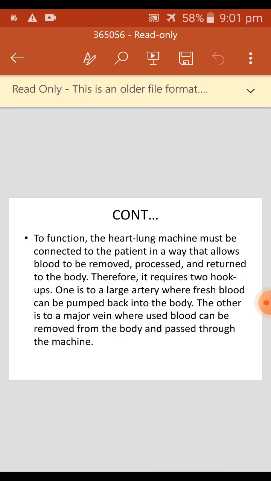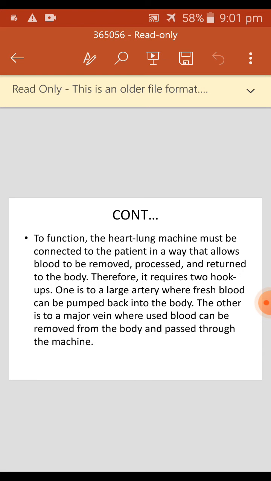To function, the heart-lung machine must be connected to the patient in a way that allows blood to be removed, processed and returned to the body. Therefore, it requires two hookups. One is to a large artery where fresh blood can be pumped back into the body.